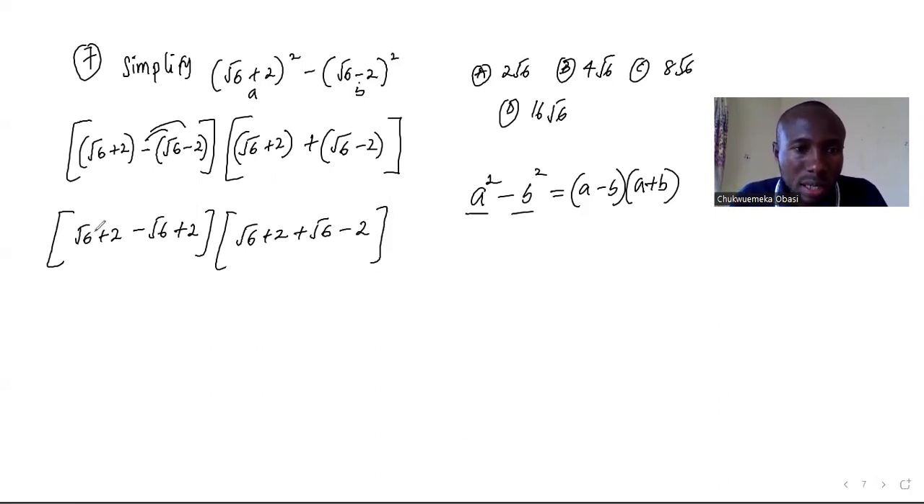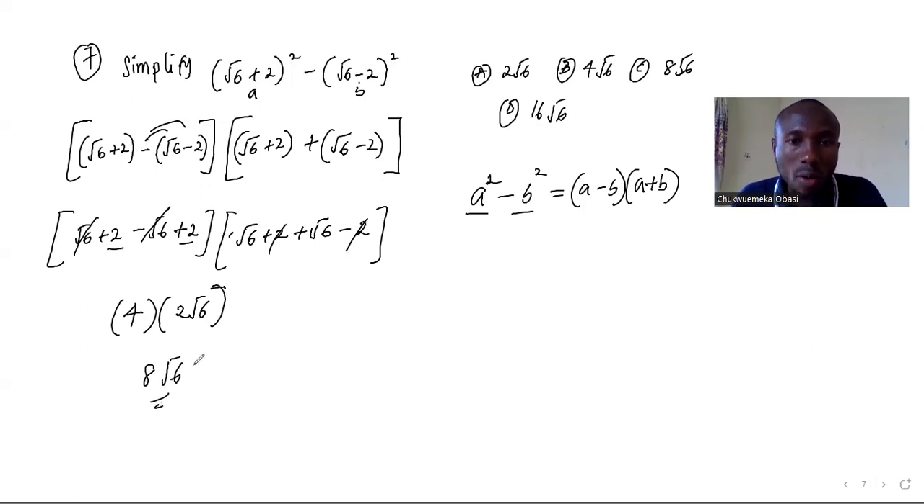Right? Now you can see that root 6 can cancel out root 6. You have 2 plus 2, which will give you 4. And now 2 cancels out negative 2. So you have root 6 plus root 6, this is like 1 root 6 plus 1 root 6, which will give you 2 root 6. And of course, 4 times 2 root 6 will give us 8 root 6. So our answer should be option C.